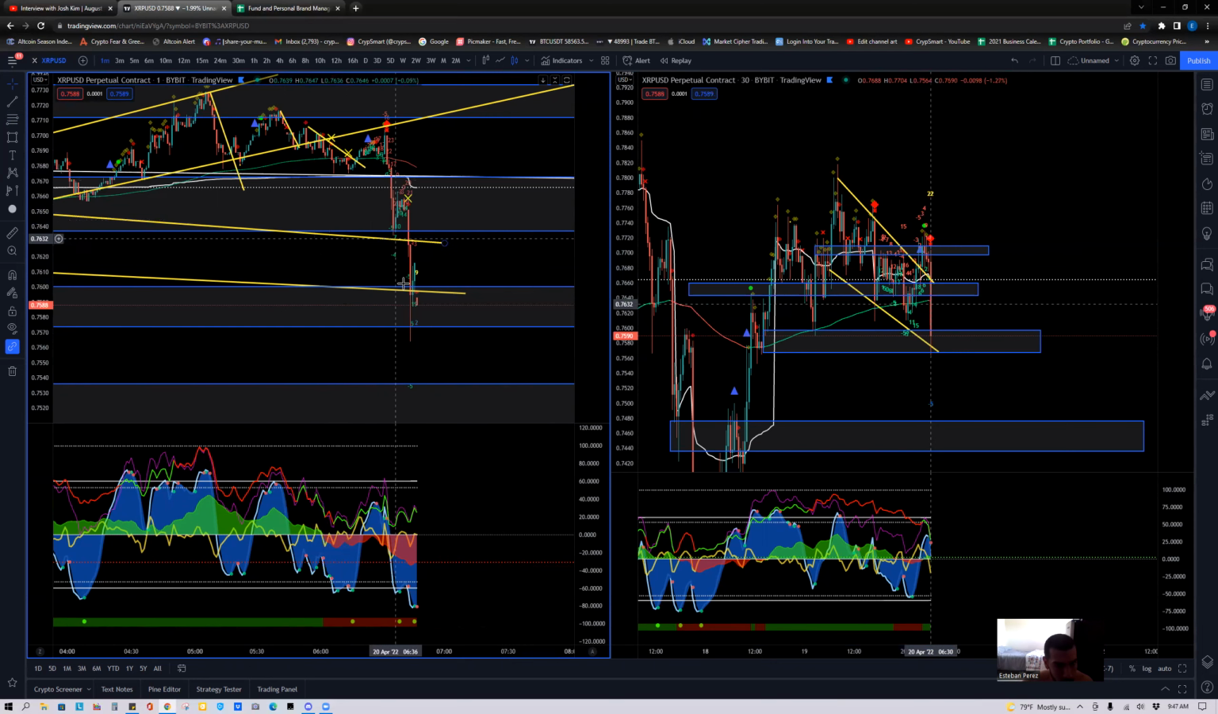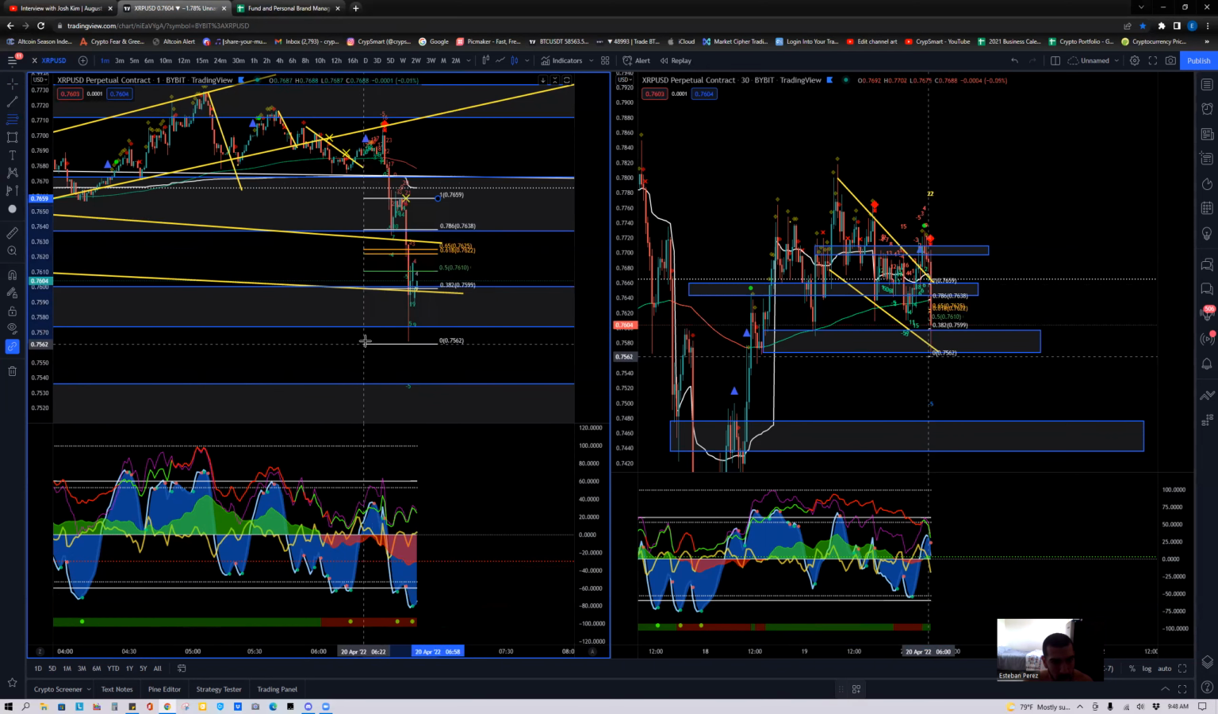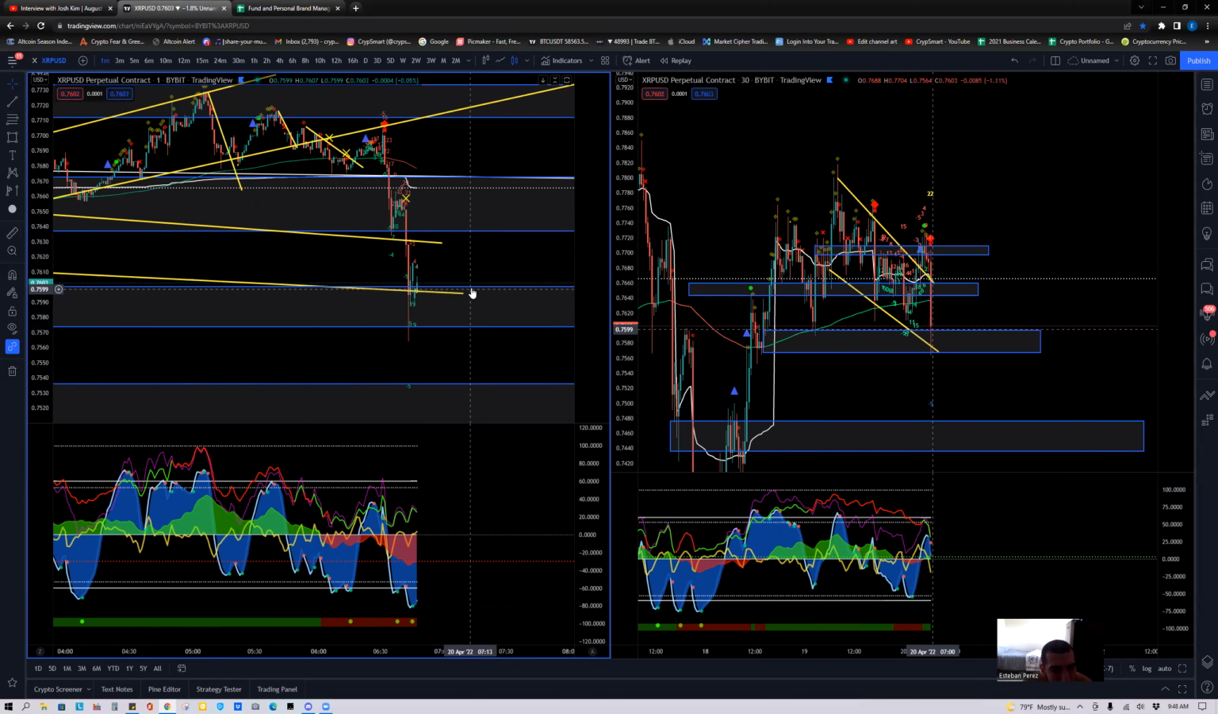What zones do we got here? Oh, what? That went straight down here. 76.15 to. Oh, we might be getting some more shorts, guys. We are at some good demand level though.